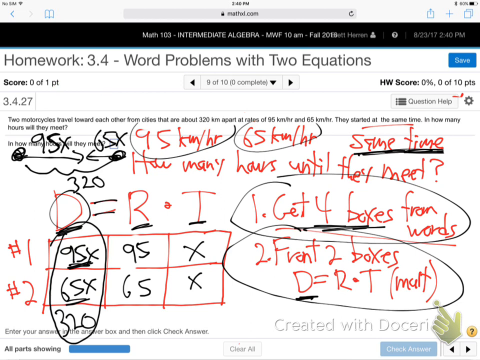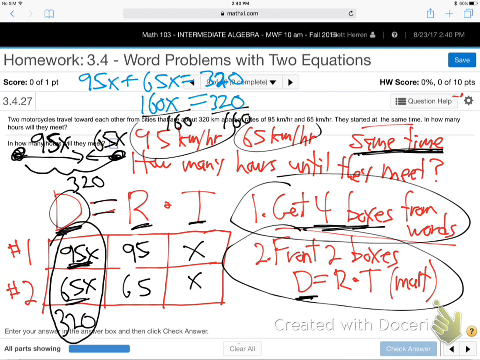So that'll be 95x plus 65x is 320. There it is. You can read that up there. 320. And then what is that? 160x is 320. Last step to solve. Divide by 160. X is 2. So that's it. 2 hours. They were on the road for 2 hours.